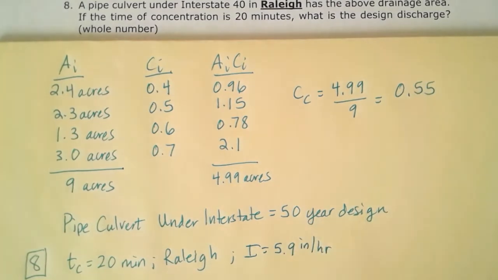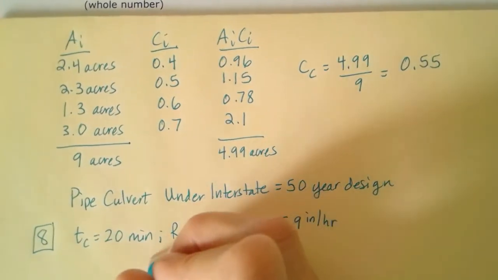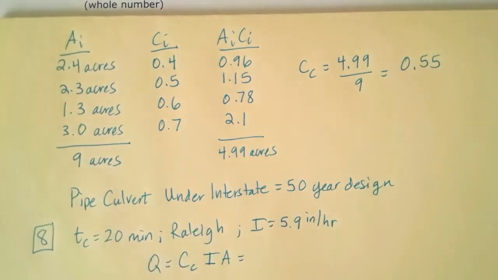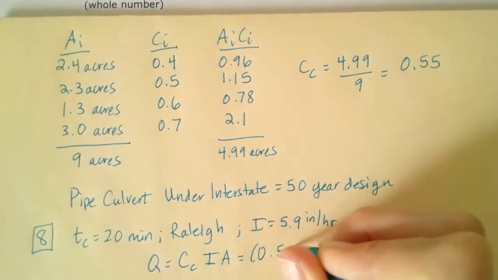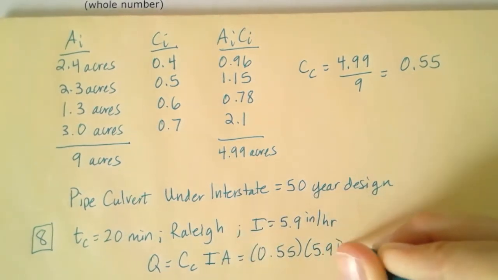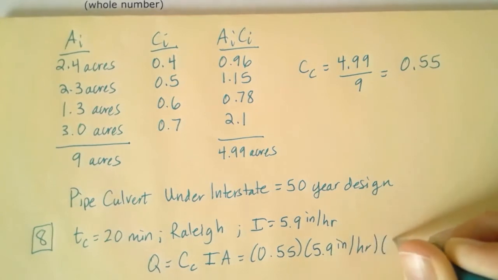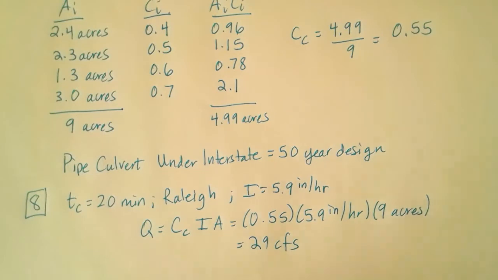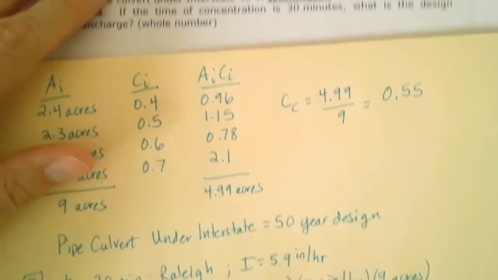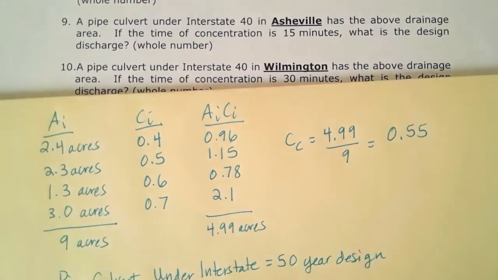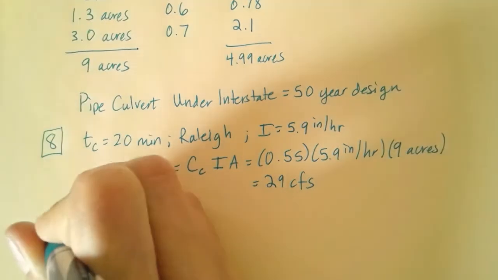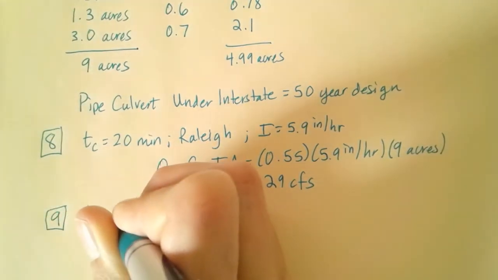So let's just go ahead and solve for that Q for number 8. So Q is going to be that composite coefficient times that intensity times the area. So 0.55 times 5.9 inches per hour times the 9 acres. And so that gets me a total of 29 cubic feet per second. So that's number 8. And then I'll go on to number 9 here. Number 9 is Asheville, and a time of concentration of 15 minutes. So I'll put that here. Number 9, time of concentration is 15 minutes.